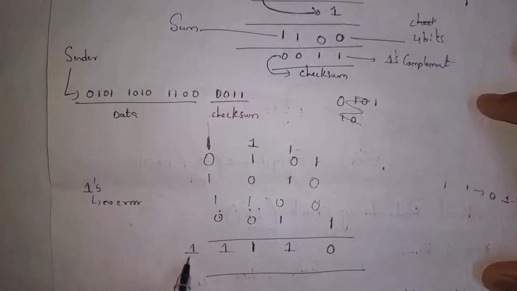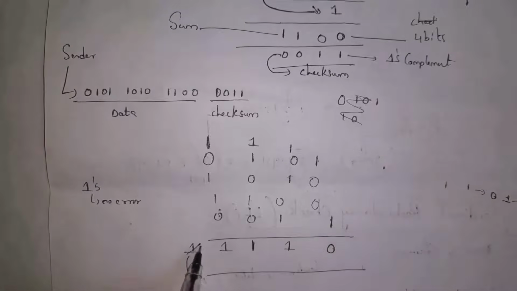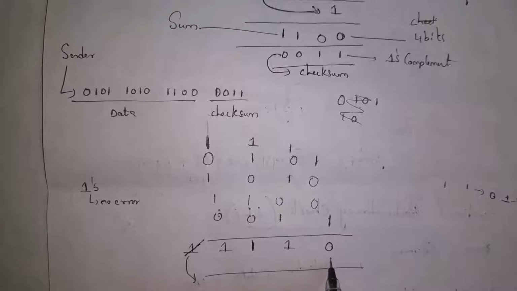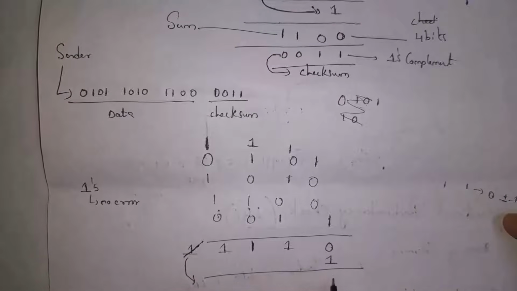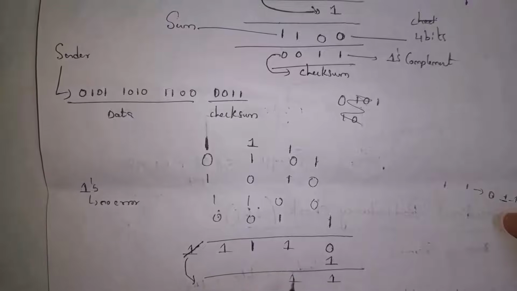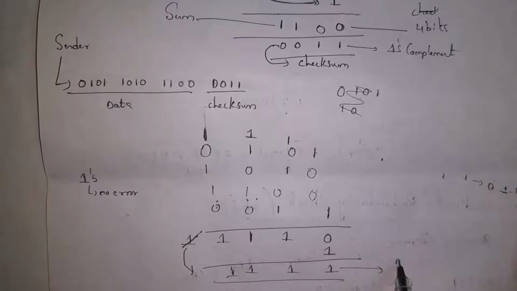Guys, here also we got 5 bits. But as our result contains 4 bits, this sum also must contain 4 bits. So we need to remove this one and add it here. Again we need to perform binary addition. So 0 plus 1 is 1, and again 1 1 1. My result contains all ones. So there is no error in our data.